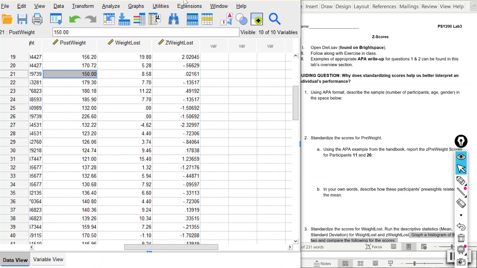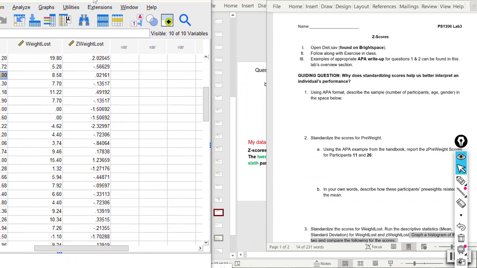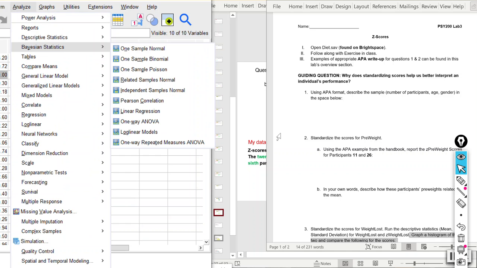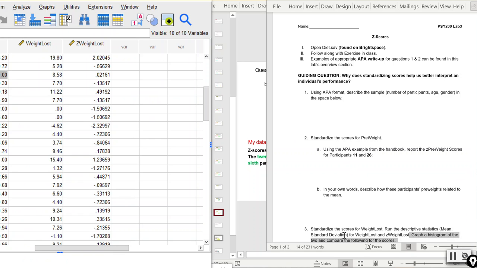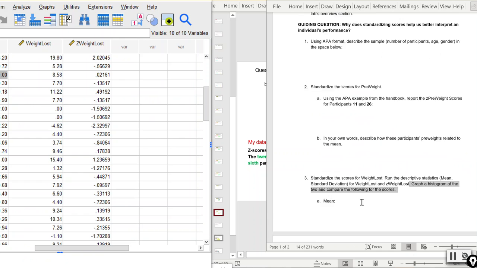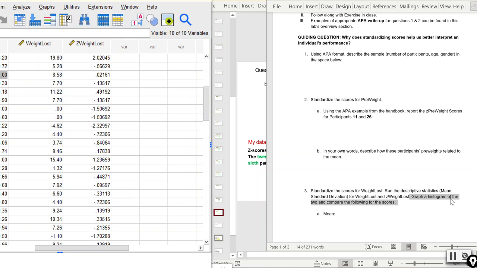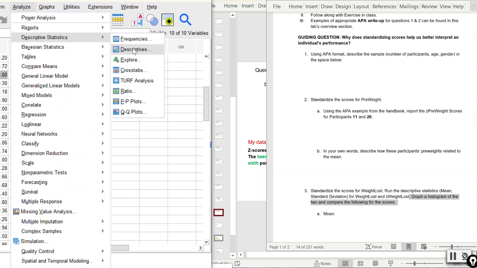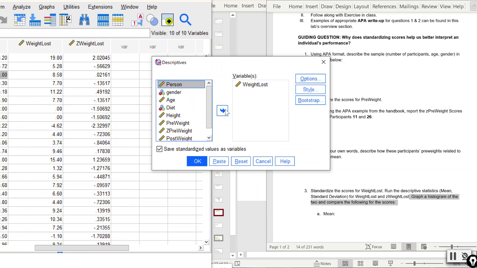Now we have standardized weight loss here. And now what we're going to do is go into analyze again. We need the mean and standard deviation, and then we're going to graph a histogram of it and compare the following scores. All right, so let's go into descriptives again. And now we're going to move this Z weight loss, because that is the standardized weight loss variable.